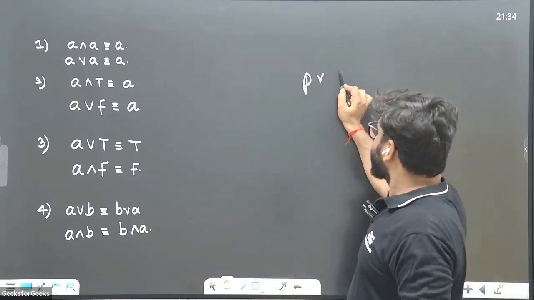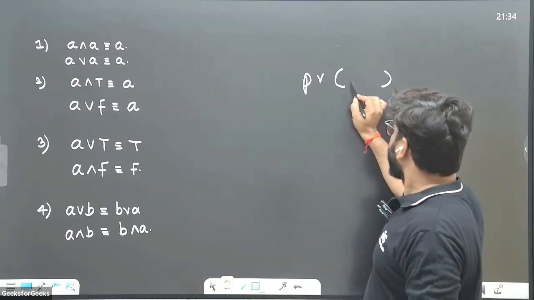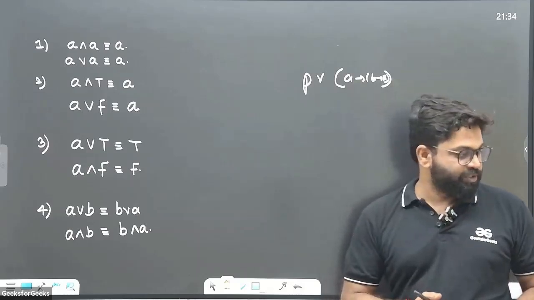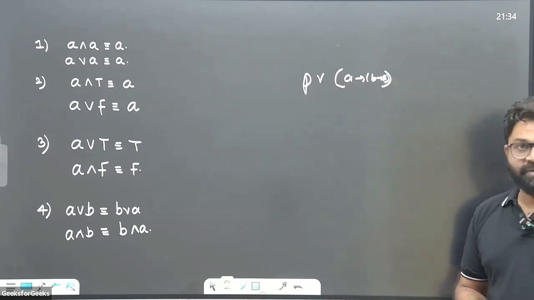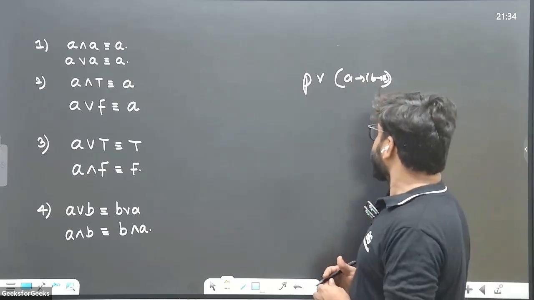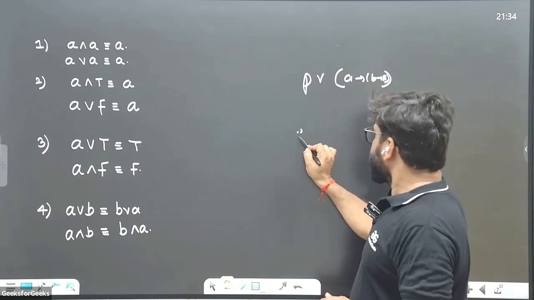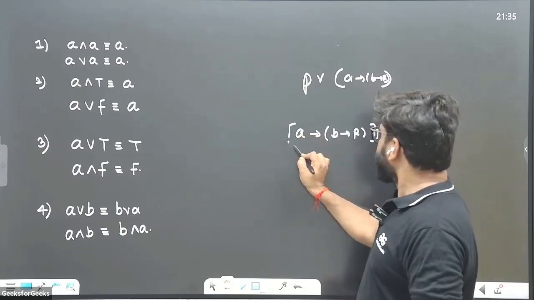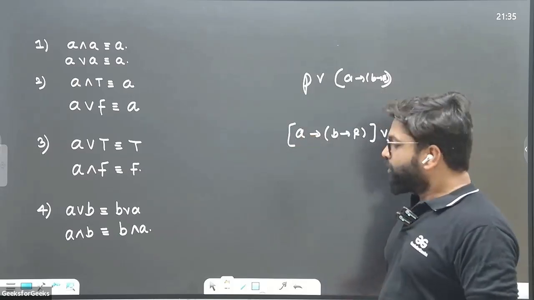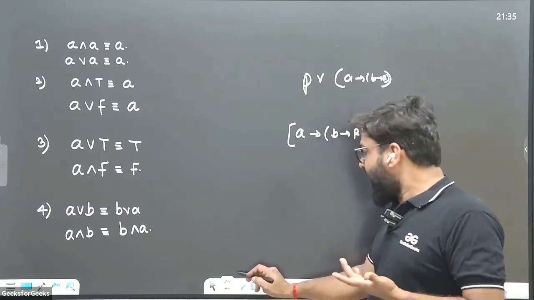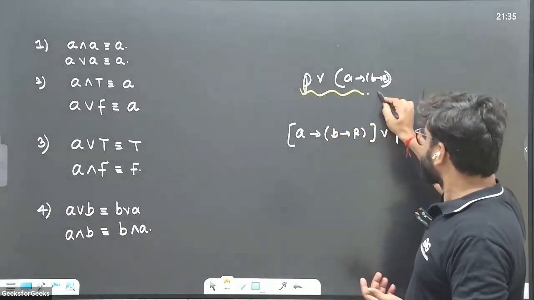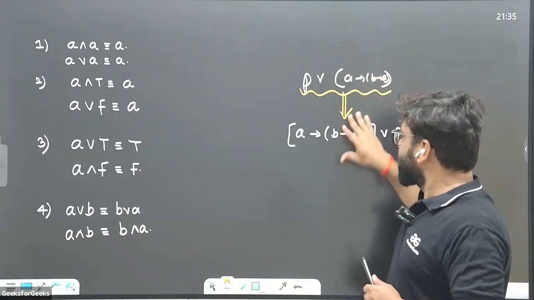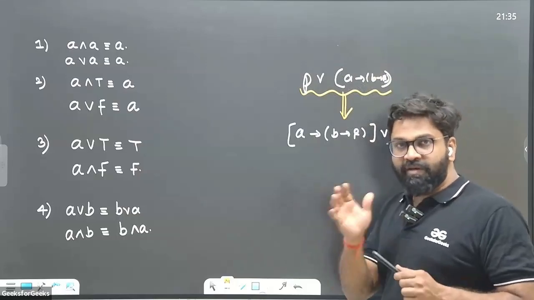For example, suppose you have P or some expression, something like that, and then A and B implies R. Let's consider this is nothing but your one expression. Now what will happen? This expression will look something like this. In another way, we can write A implies, and then B implies R. This is your one box, and then you can write OR P. Whenever we have this expression, we can easily write down this expression. We are very much handy with this.